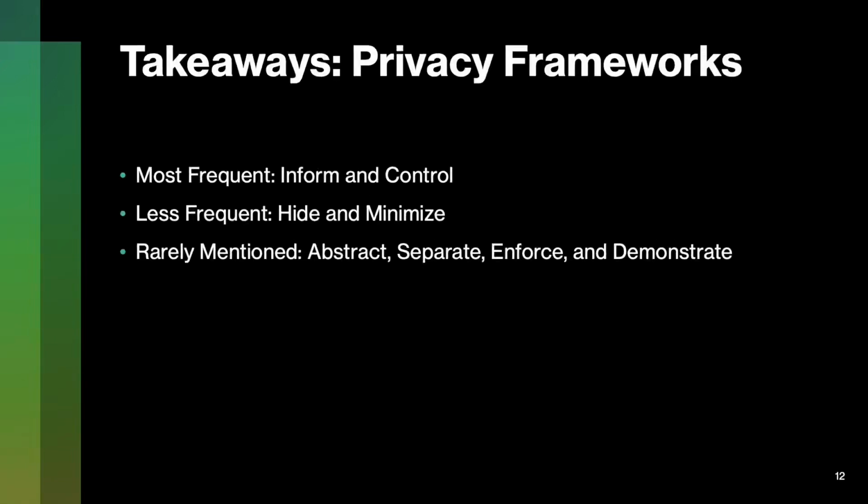So as a takeaway, we find that the most commonly applied privacy design strategies in our sample are inform and control. We think that these are most commonly used because app stores and mobile operating systems, specifically iOS and Android, are mostly focused on consent, which shows the impact of app stores and operating systems on the developer community and their understanding around privacy.